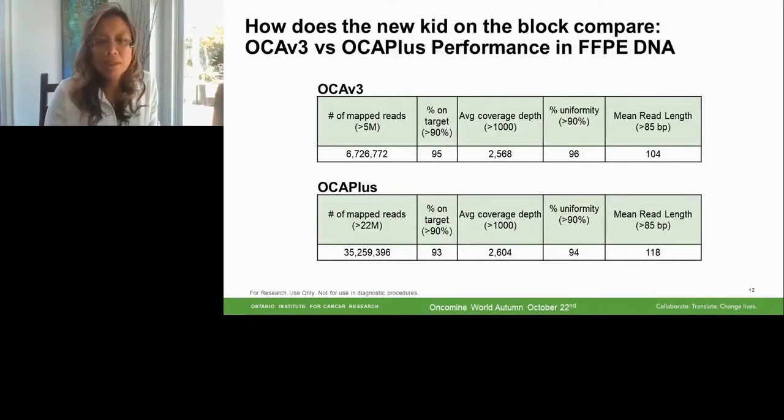And what about FFPE DNA? These are the results from about 66 breast cancers that were profiled on both OCAv3 and OCAplus. Once again, we see comparable results in terms of the QC metrics for the sequencing, and in our hands, we are exceeding the minimum requirements for a successful run for these assays.